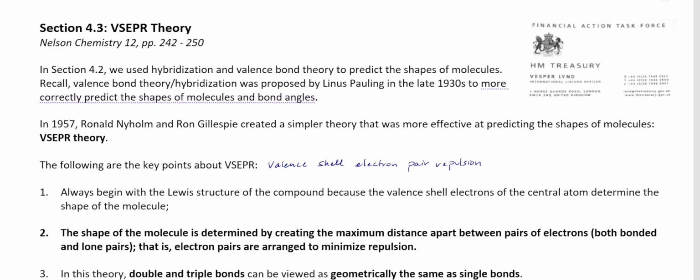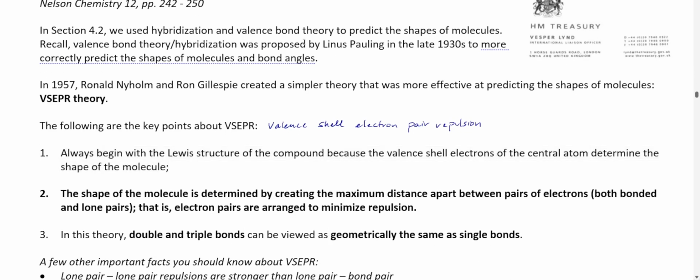So here are a few key principles that we need to follow. We're always going to begin with the Lewis structure of the compound because the valence shell of the central atom determines the shape of the molecule. And this is the most important aspect of the theory. And put little stars right here, which is that the shape of the molecule is determined by creating the maximum distance apart between pairs of electrons, both bonded and lone pairs. And that is, electron pairs are arranged to minimize repulsions.